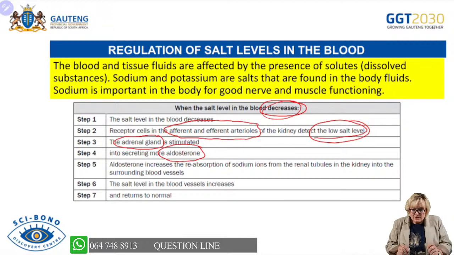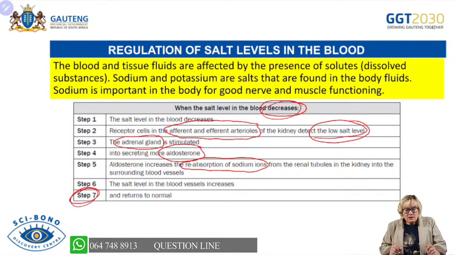So aldosterone is making sure that more sodium ions are being reabsorbed. The salt level in the blood vessels increases and returns to normal. There's our step number 7. All right, so let's just recap quickly.